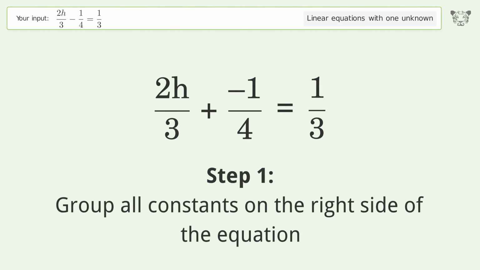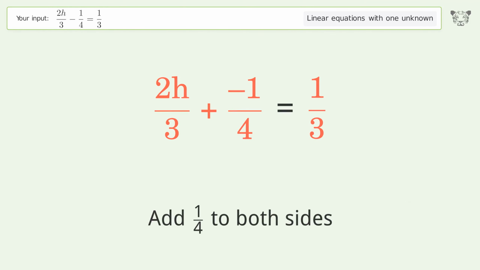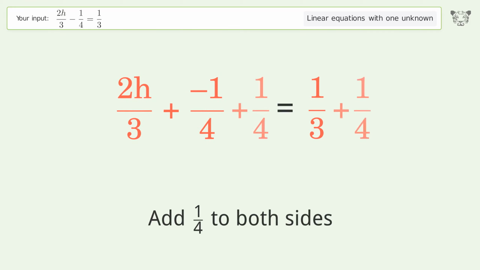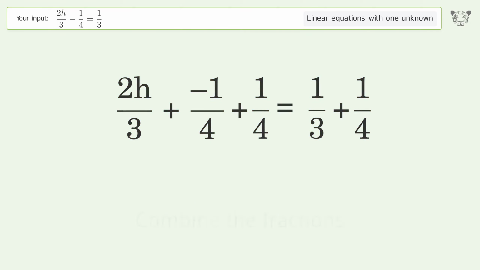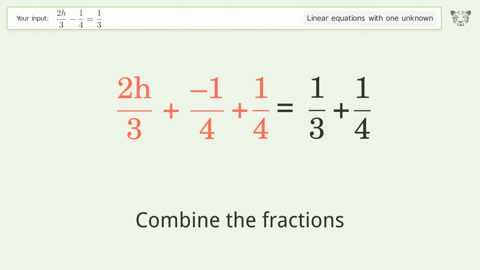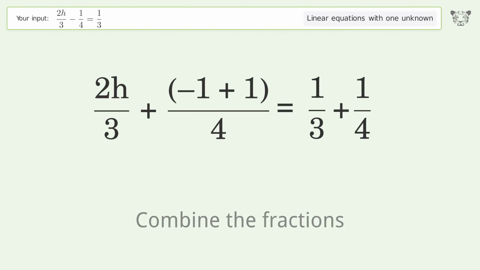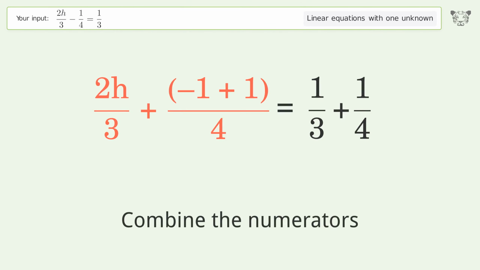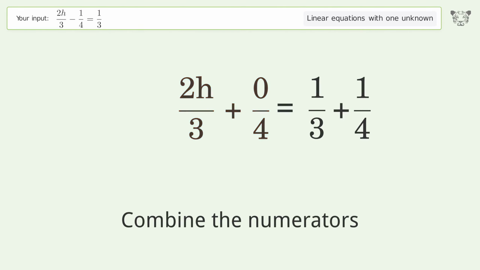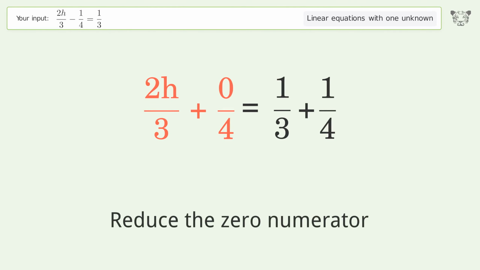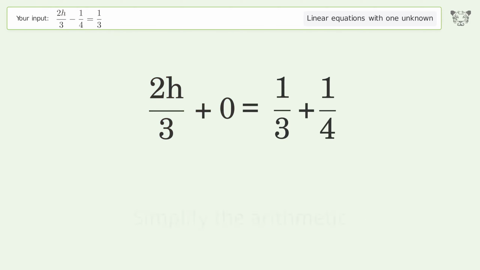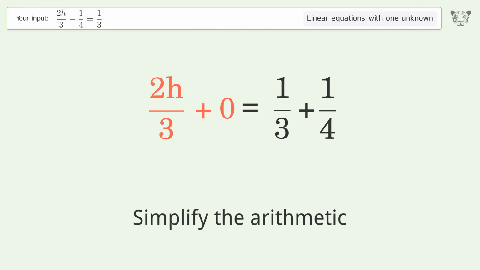Group all constants on the right side of the equation. Add 1/4 to both sides. Combine the fractions. Combine the numerators. Reduce the zero numerator. Simplify the arithmetic.